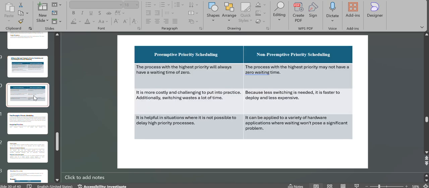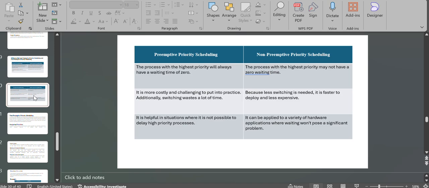And continuing, in preemptive priority scheduling, the process with the higher priority will always have waiting time zero. In non-preemptive, the process with the highest priority may not have zero waiting time. Preemptive is costly and challenging to put into practice. Additionally, switching wastes time. Because less switching is needed, non-preemptive is faster to deploy and less expensive.